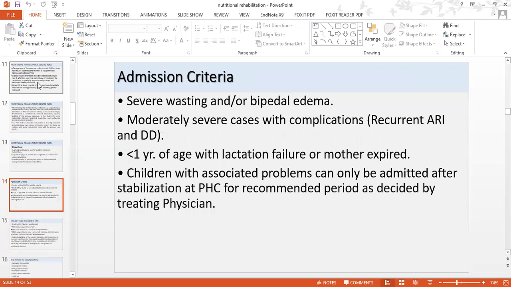The admission criteria is one of these: severe wasting or bipedal edema, moderate to severe cases with complications like recurrent acute respiratory infections and diarrheal diseases, age less than 1 year with lactation failure or mother expired. Children with associated problems can only be admitted after stabilization at a primary healthcare center for the recommended period as decided by the treating physician at a nutritional rehabilitation center.